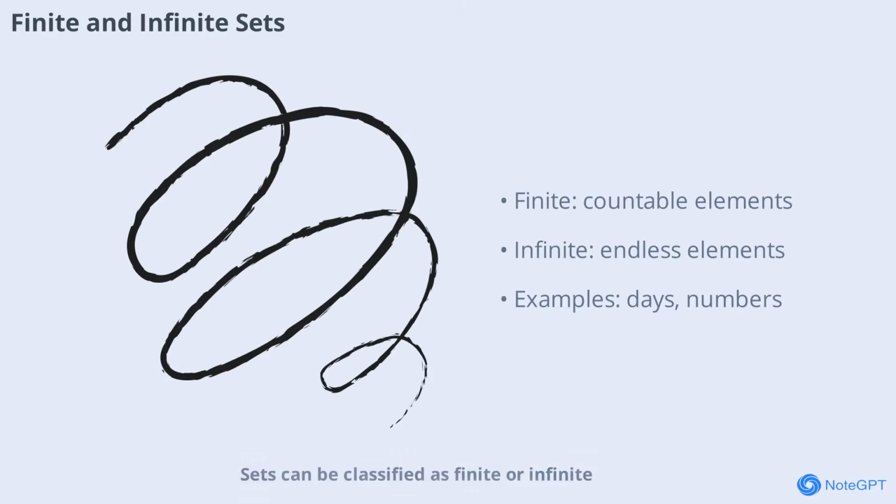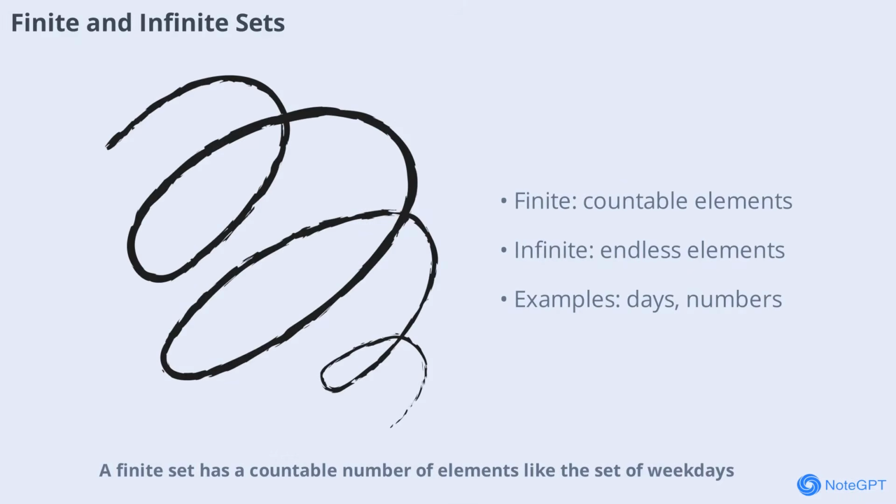Sets can be classified as finite or infinite. A finite set has a countable number of elements, like the set of weekdays: Monday, Tuesday, Wednesday, Thursday, Friday, Saturday, Sunday. An infinite set, on the other hand, has elements that go on forever, such as the set of all natural numbers: 1, 2, 3, and so on. Recognizing whether a set is finite or infinite is important, as it affects how we work with and analyze the set in mathematics.